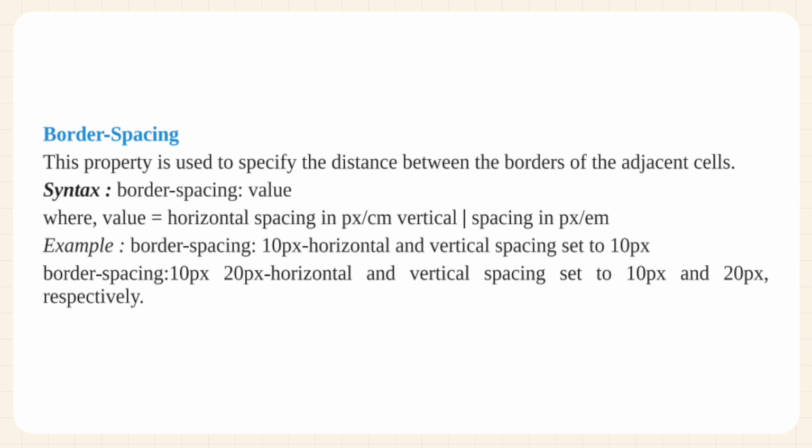Border spacing. This property is used to specify the distance between the borders of the adjacent cells. Syntax: border-spacing: value, where value is equal to horizontal spacing in px/cm | vertical spacing in px/cm. Example: border-spacing: 10px, horizontal and vertical spacing set to 10px. Border-spacing: 10px 20px, horizontal and vertical spacing set to 10px and 20px respectively.